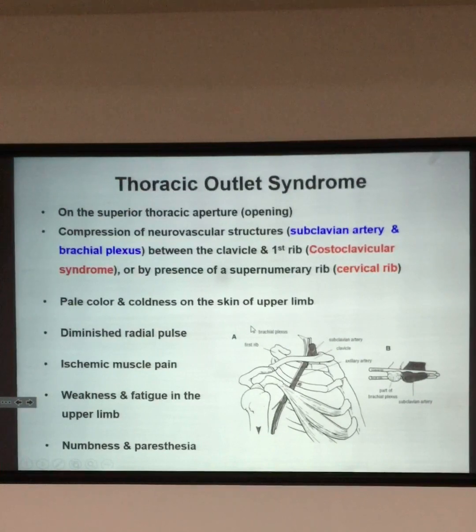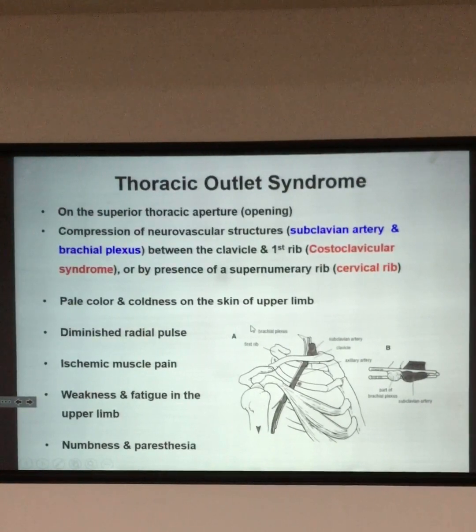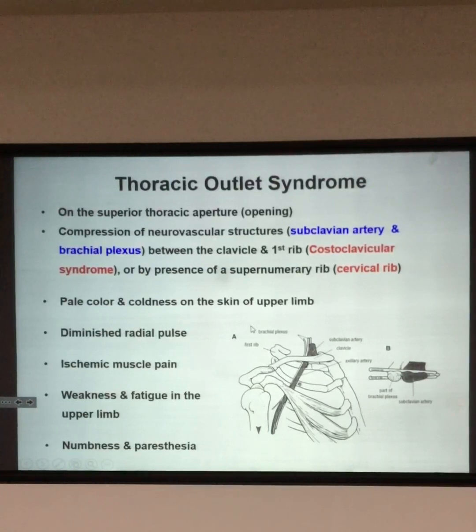سمعتوا بالثوراسيك اوتلت سيندروم؟ بتميزوه؟ أنا شفت سؤال على فكرة مش لكم سنه ثانيه امبارح بالأبر ليم جابوا لهم سؤال على الثوراسيك اوتلت، لأن الثوراسيك اوتلت سيندروم سببه إما سيرفيكال ريب أو برشر بين الكلافيكل والفيرست ريب.